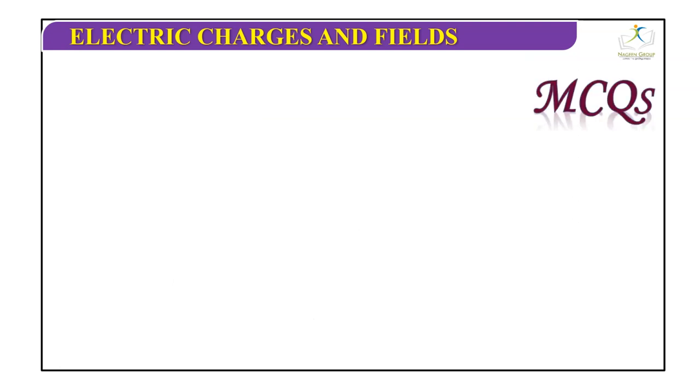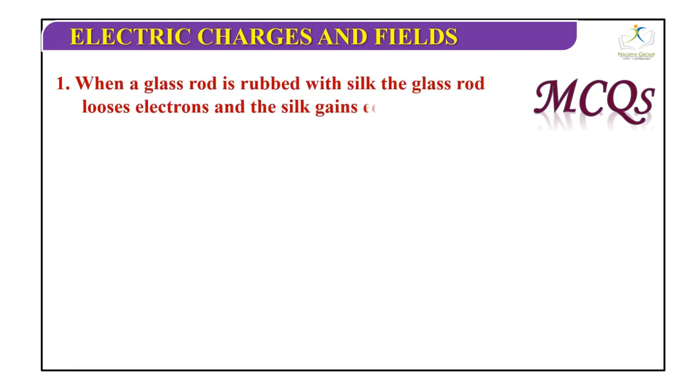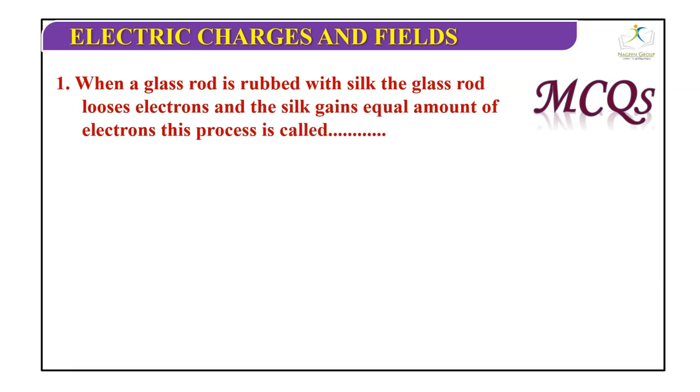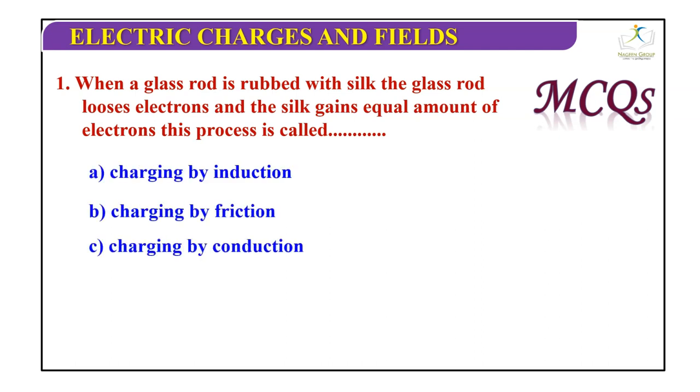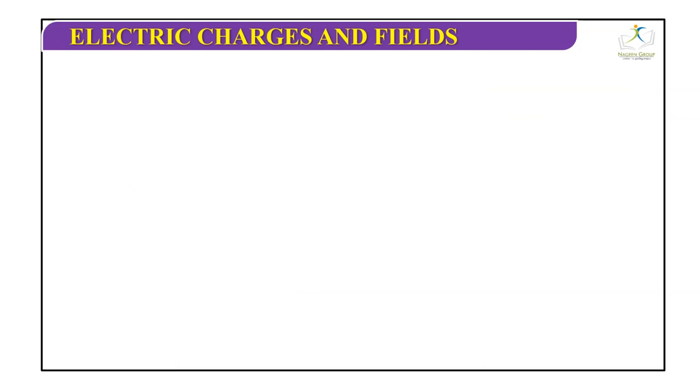Let's start with some MCQs so that we can understand whether we have understood what we studied earlier. When a glass rod is rubbed with a silk rod, the glass rod loses electrons and the silk rod gains an equal amount of electrons. This process is called charging by induction, charging by friction, charging by conduction, or charging by electricity. The correct answer is charging by friction.